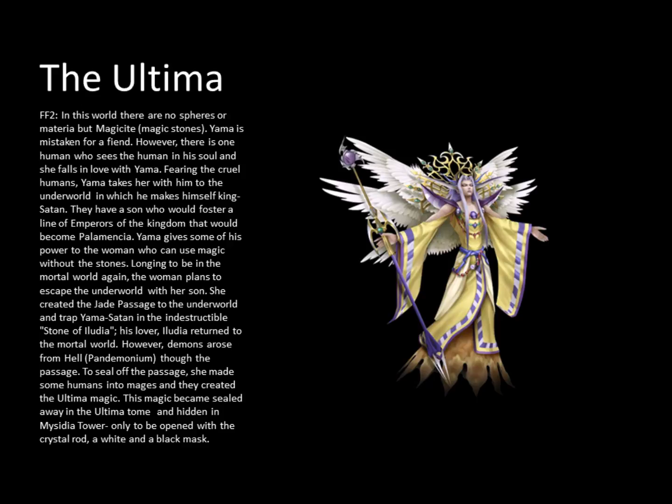Fearing the cruel humans, Yama takes her with him to the underworld, in which he makes himself king, and he calls himself Satan. They have a son who would foster a line of emperors of the kingdom that would become Palamecia. Yama gives some of his power to this woman, who can use magic without the stones.